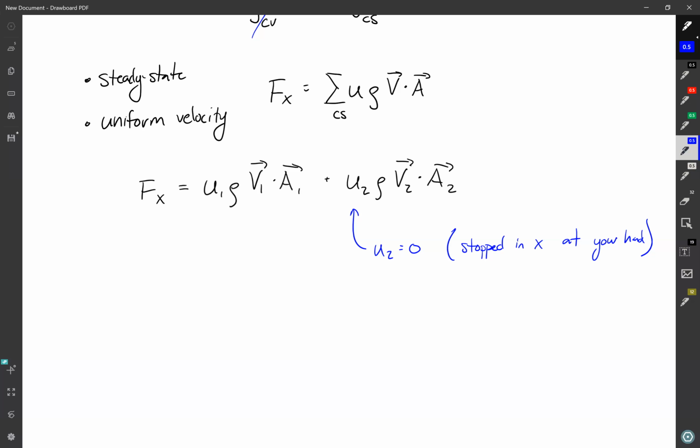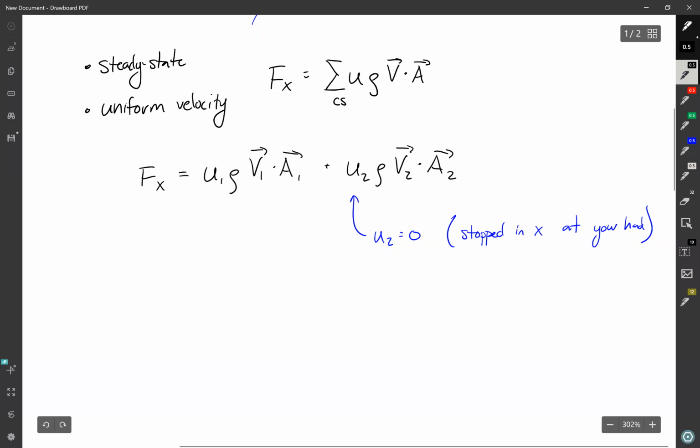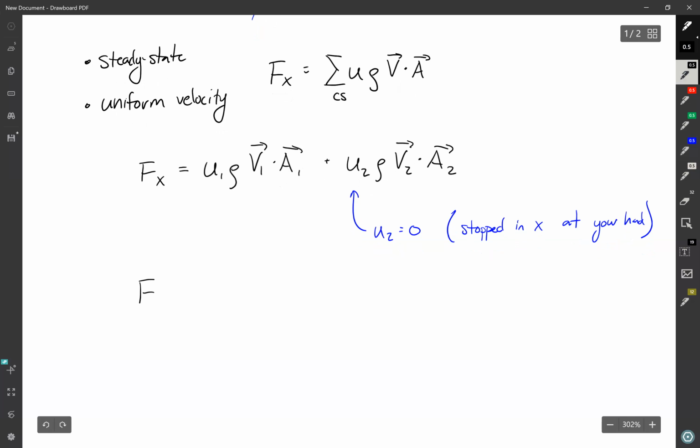Right? It's not going through your hand, it's stopping at your hand. So u2 is 0, so that makes that whole second term cancel out to 0. So the net force in the x direction is equal to the velocity at surface 1 times the density times, again, the dot product of these, which is going to be negative u1 a1.